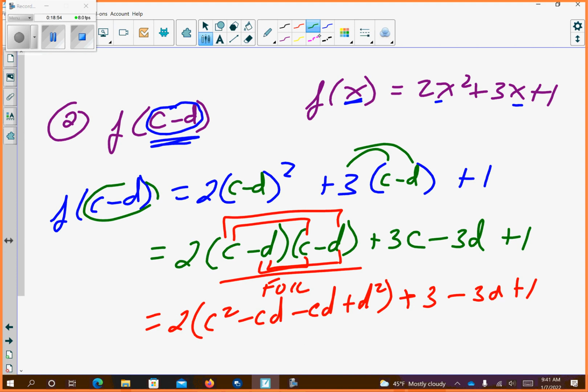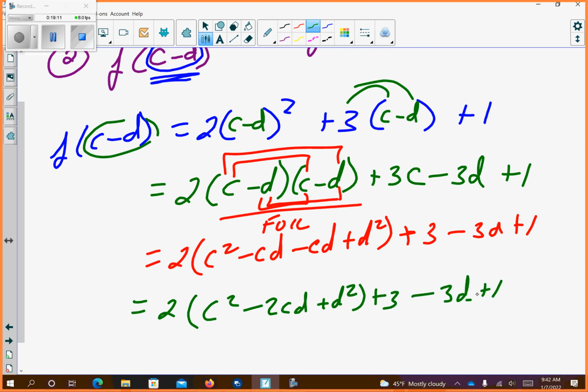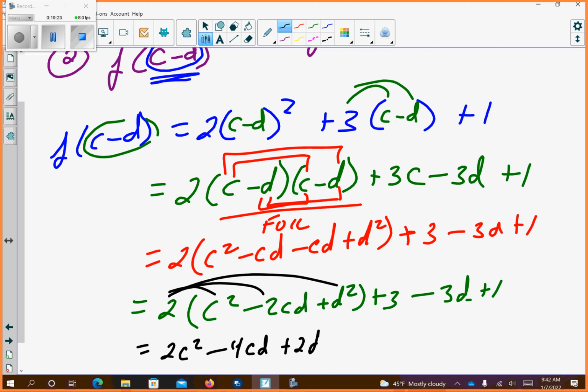Go ahead and clean it up. So you get 2 times c squared minus 2cd, because there's 2 cd's. cd and dc mean the exact same thing. And then we still have time to clean it up, so distribute over this 2. I'm going to get 2c squared minus 4cd plus 2d squared plus 3c minus 3d plus 1. And you take a look and say, do I have any like terms? The like term is the same letter. That letter has to have the same exponent.